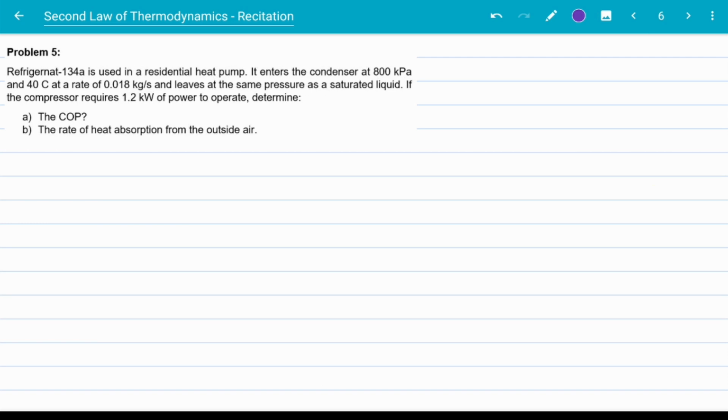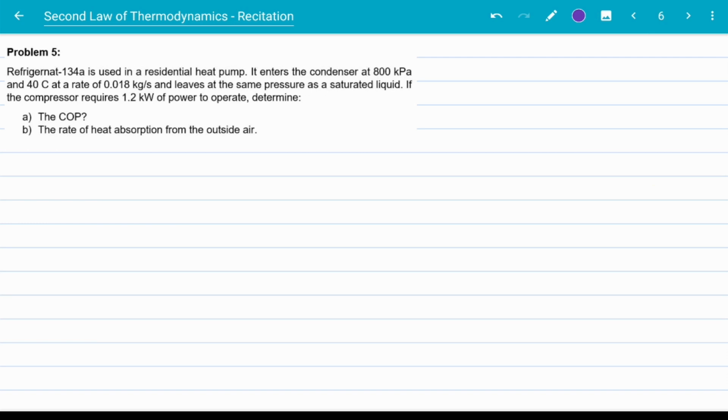Okay, problem 5. Now we are talking about a residential heat pump again. This time the refrigerant, or the working fluid inside the cycle, is given. It's R134a. It enters the condenser at 800 kilopascals and 40 degrees Celsius. The mass flow rate is also given. It leaves the condenser with the same pressure, this time as a saturated liquid. Now, if the compressor power input is 1.2 kilowatts, we are asked to find the COP and the rate of heat absorption from the outside air.